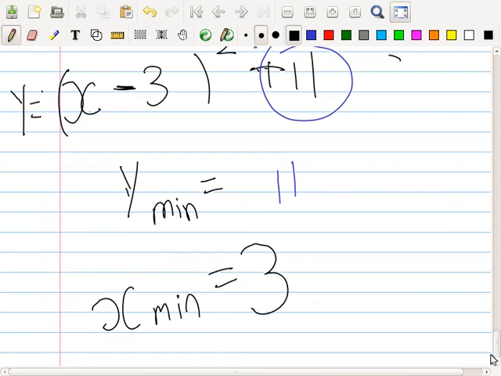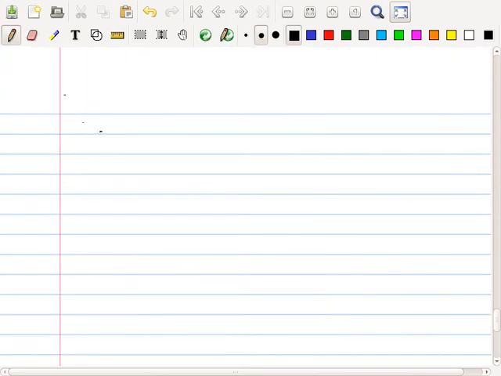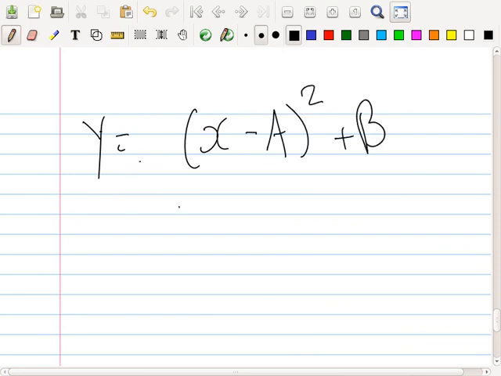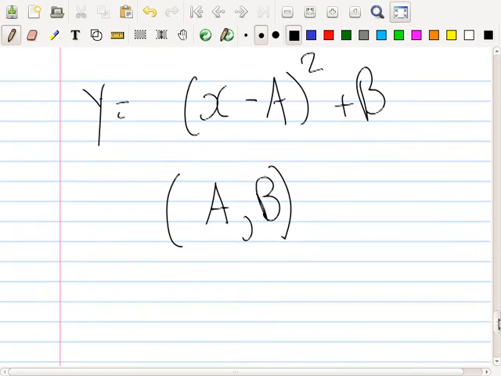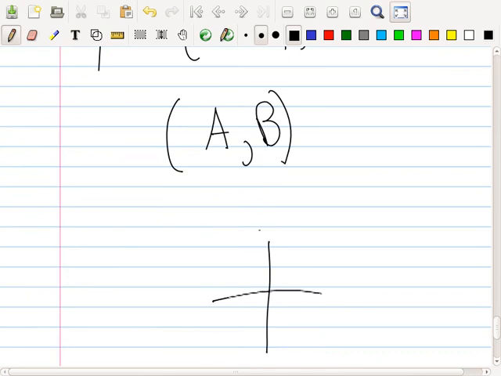So my point is, if you have y equals x minus a squared plus b, the smallest point will always be a, b. So when you complete the square, the two numbers you get will be the smallest point on the graph. It'll be that point. That's the shape of a quadratic. I think you should all remember this, I hope, from high school.